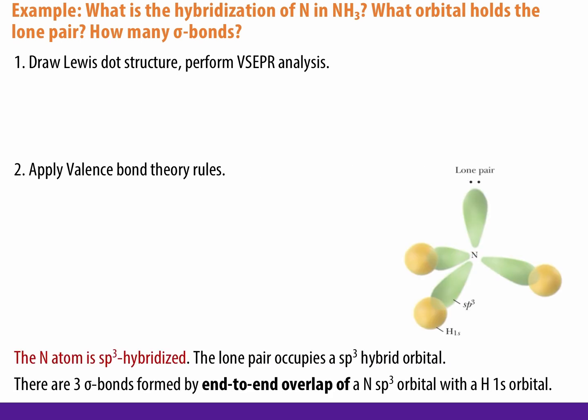Okay, this just shows the solution with a nice picture here. So 3 sigma bonds formed by this overlap head-on between the nitrogen sp3 orbital and the hydrogen 1s. The 4th of our tetrahedral hybrid orbitals holds the lone pair, pointed as far away as possible from the other 3 bonding orbitals, and the 3 sigma bonds are shown there.